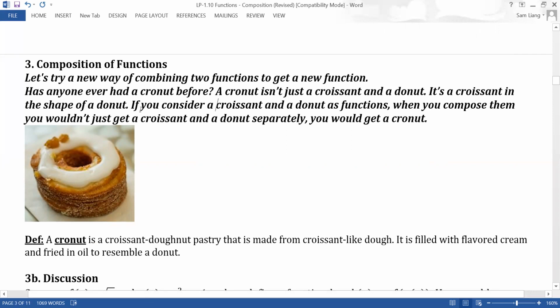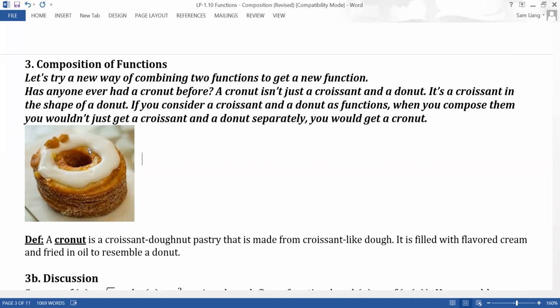It's not just a croissant and a donut separately, right? As you can see from this picture here, which I'm getting hungry from, he made this donut with croissant qualities to it. It's kind of like if the croissant and a donut had a baby and you get this cronut. Okay, so that's the composition of functions. I know it's a funny example, but that's how I would think of composition of functions.